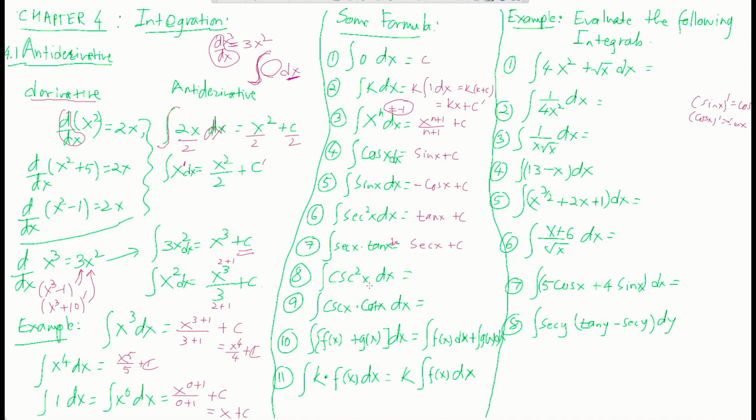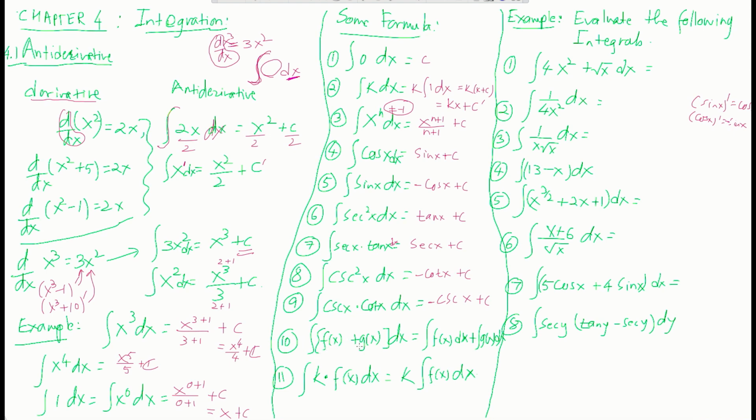Which derivative is cosecant squared x? That is negative cotangent x plus c. So the derivative of negative cotangent is positive cosecant squared. That's why the integral of cosecant squared x is negative cotangent x plus c. Similarly, this is negative cosecant x plus c, and these two are just for the general function.